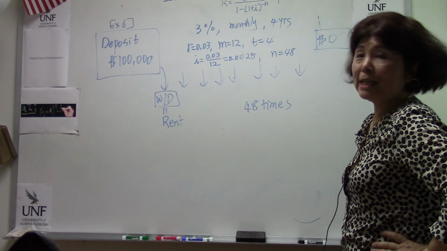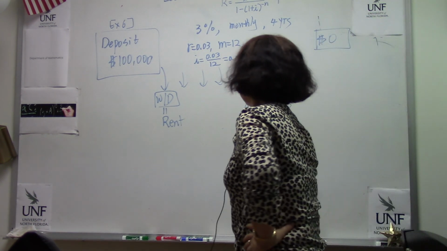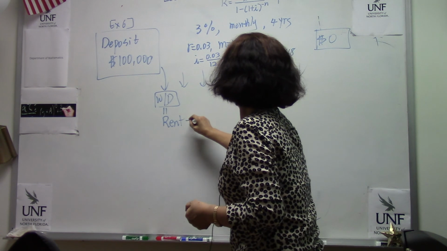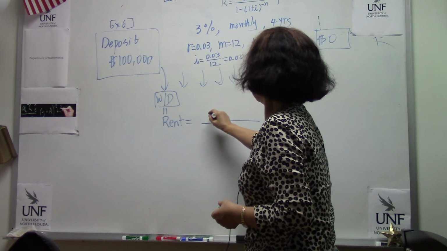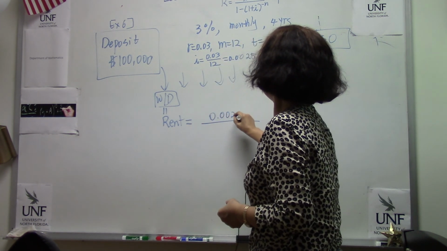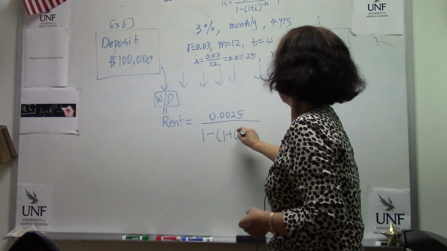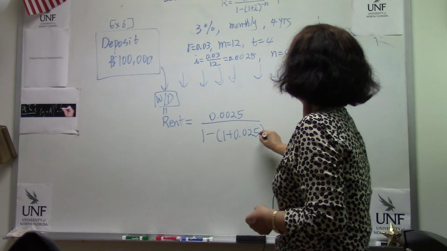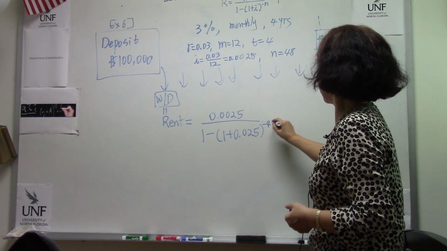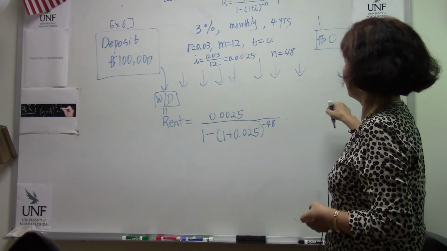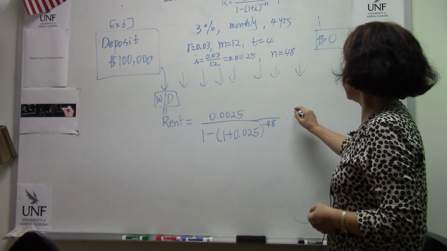Alright, so let's put everything into the formula. So what is R? R equals I, which is 0.0025, over 1 subtract 1 plus 0.0025 to the negative what? Negative 48 power. And then times P, that is 100,000.